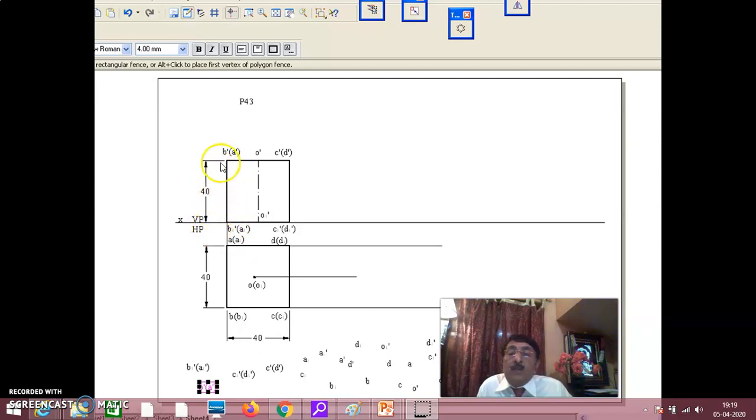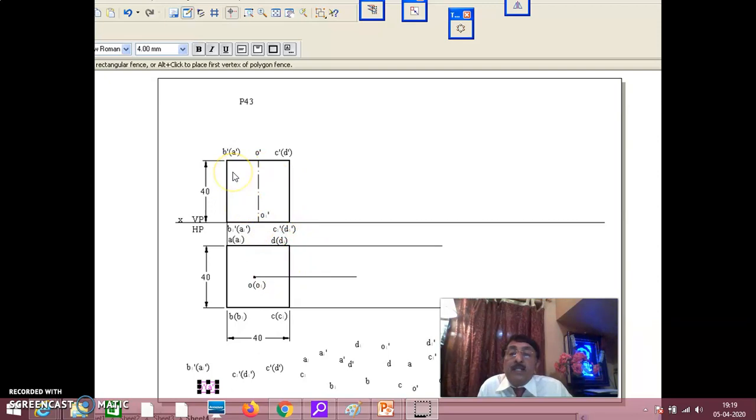You take this height to be 40. Then AA1, BB1, CC1, DD1, then B dash, bracket A dash, C dash, bracket D dash here, then B1 dash, bracket A1 dash, C1 dash, bracket D1 dash. In that way, I have named the corners.